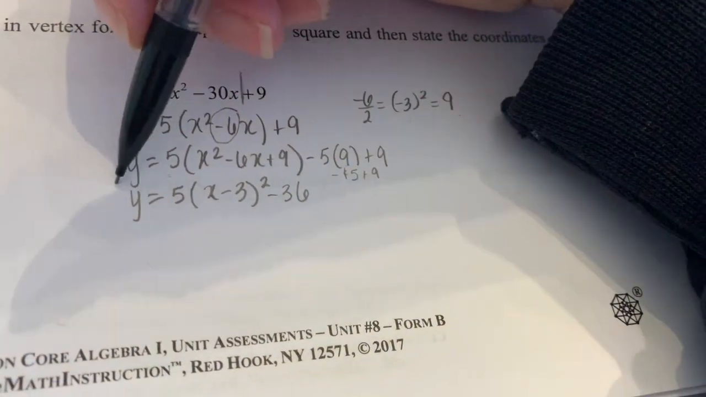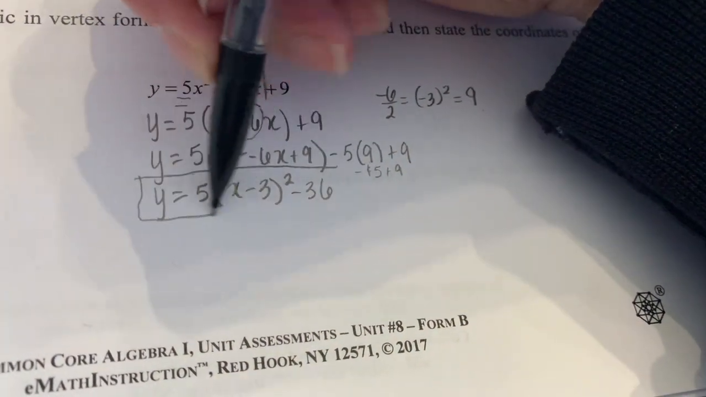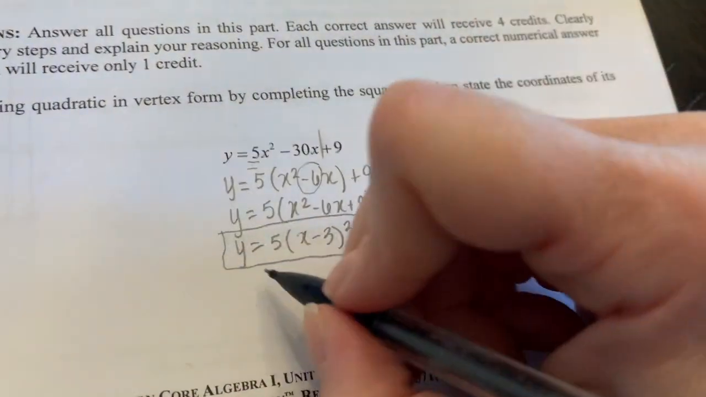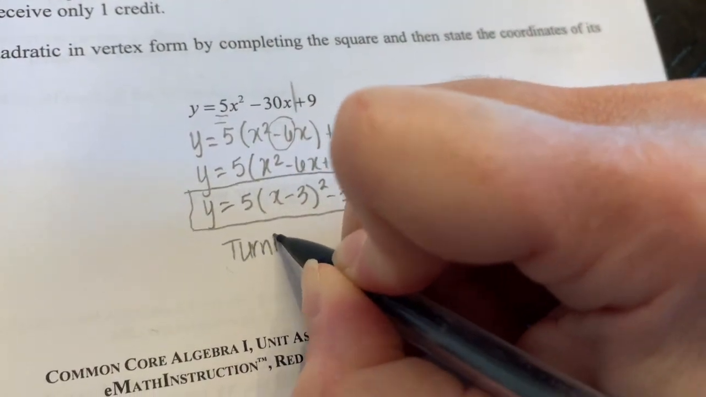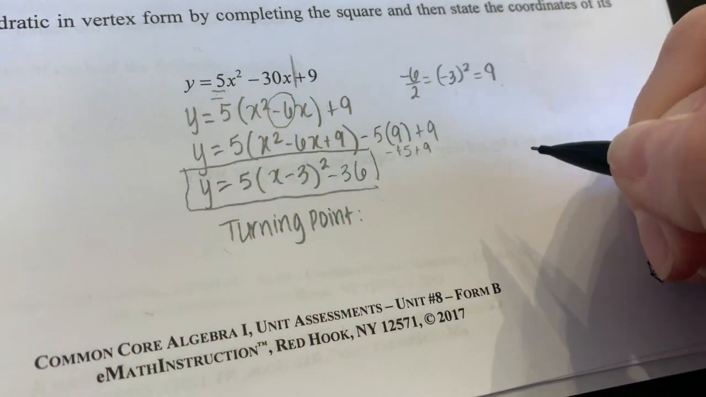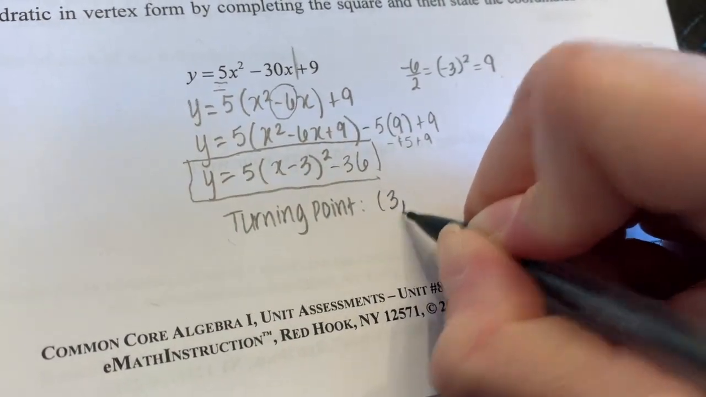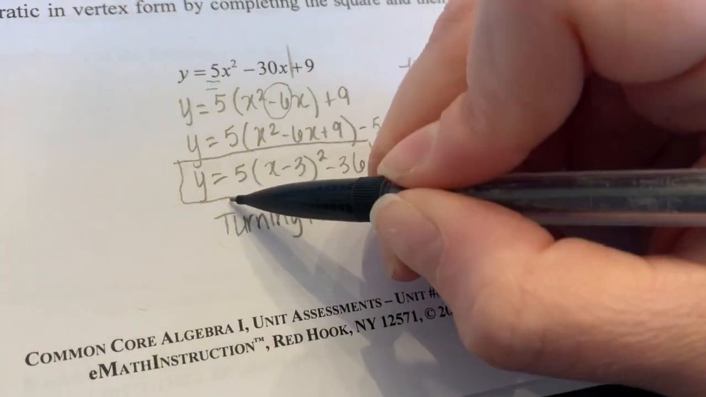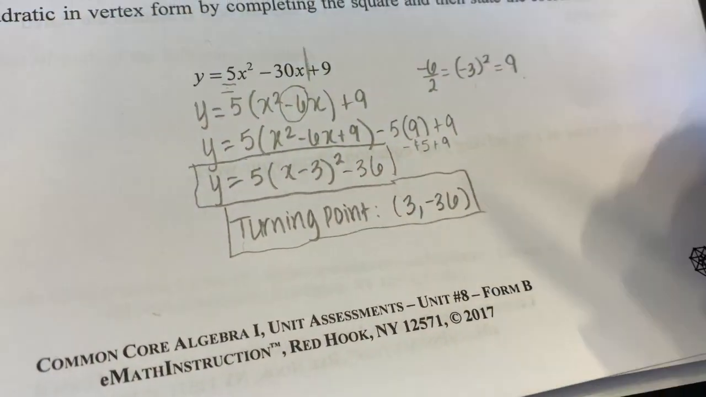So this is the first part of your answer. This is your equation written in vertex form. And now your turning point will be opposite of what's inside there, +3, same as what's here, -36. Okay, and that's your answer.